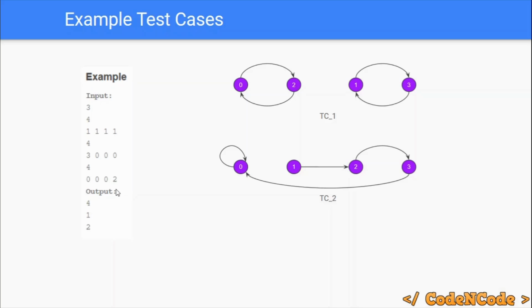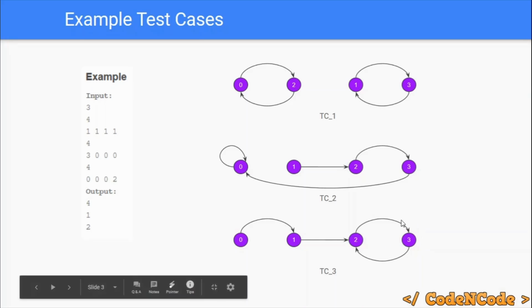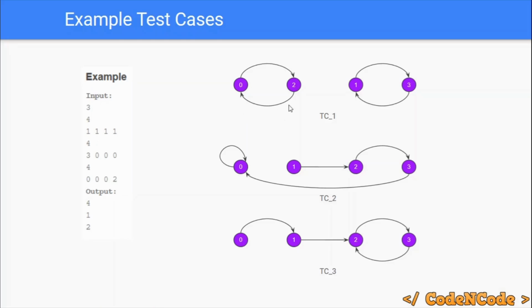For the last test case, this is how your graph would look like, and these 2 would be the magic boxes, because starting from 2 you can reach back to 2 using this path, 2 to 3, 3 to 2. Same goes for 3. So there are 2 magic boxes there, so the output is 2. So this is how we will be modeling our question into a graph and then solving this problem.